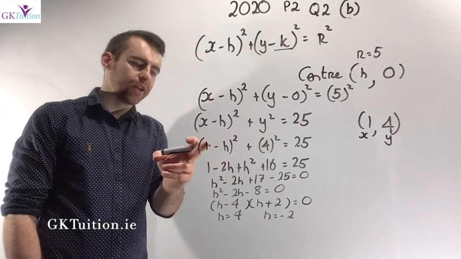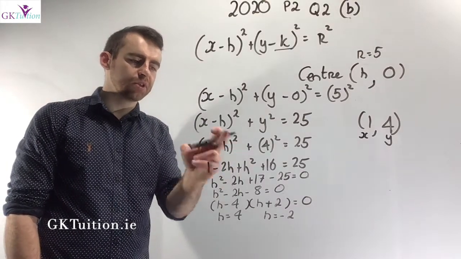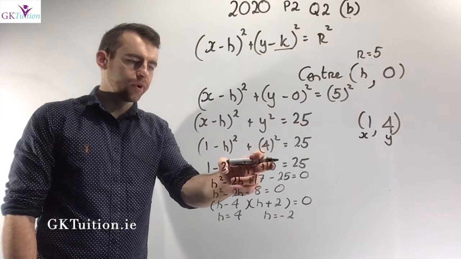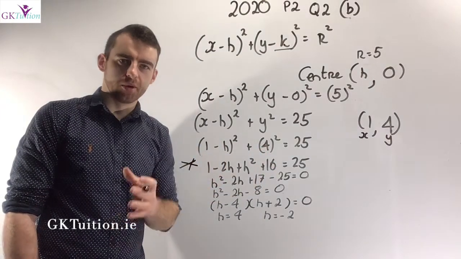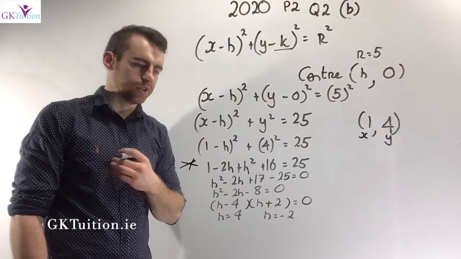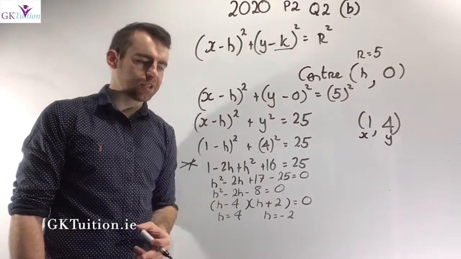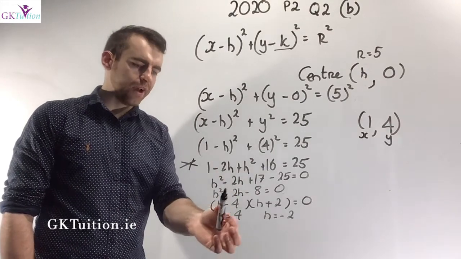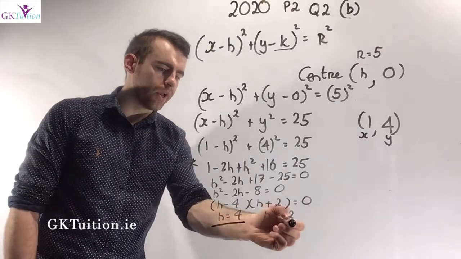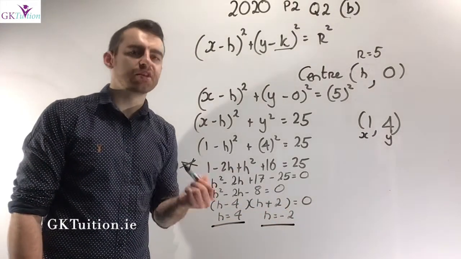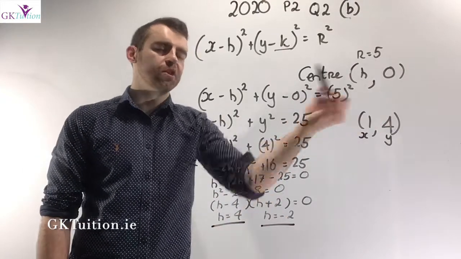Instead of an x, I subbed in a 1, instead of a y, I subbed in a 4. When I simplify it down, (1 minus h) by (1 minus h), I get 1 minus 2h plus h squared, and 4 by 4 gives me 16. At this stage I have an h squared, an h and a number, so I recognise I have a quadratic equation. I move everything to the left hand side and I get h squared minus 2h minus 8 equals 0. When I factorise and solve it, h could be 4 or h could be minus 2. So the centre of one circle is (4, 0) and the other is (minus 2, 0).